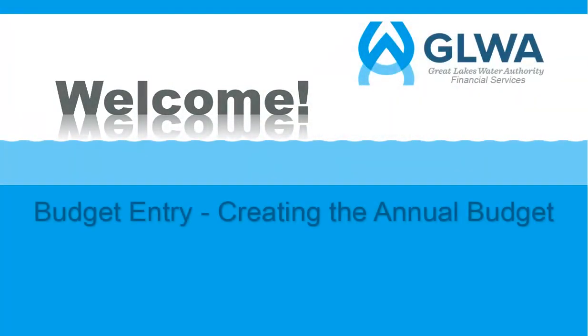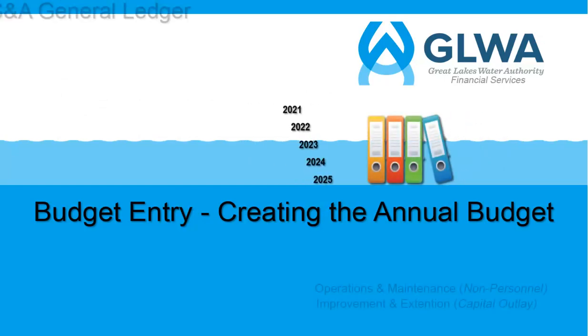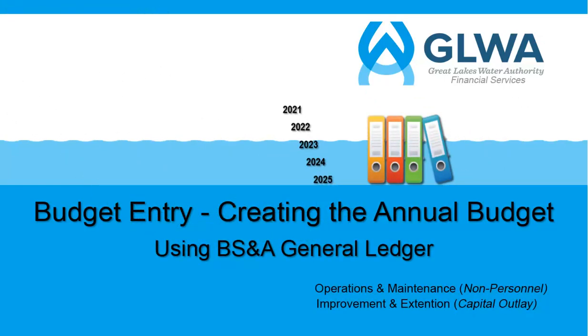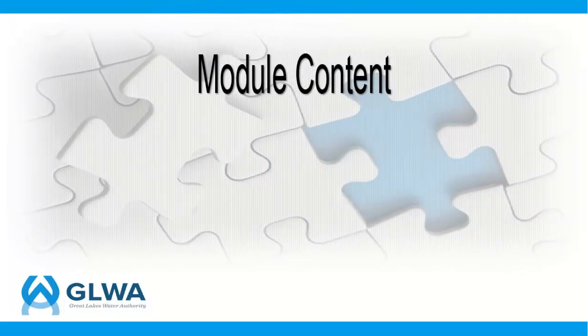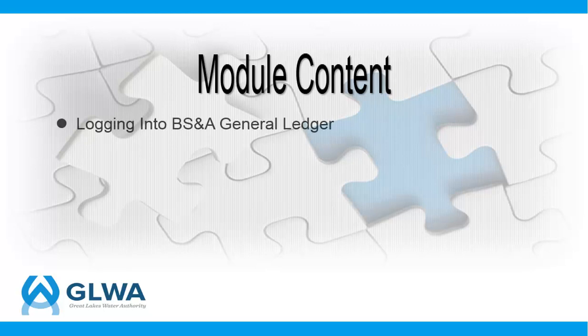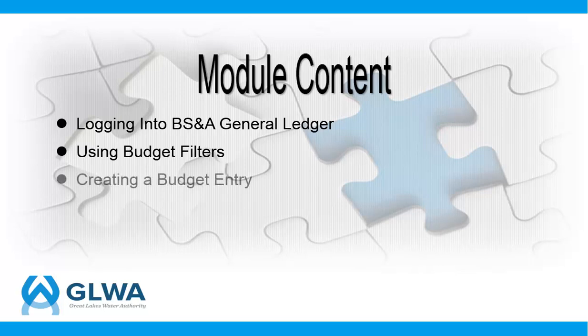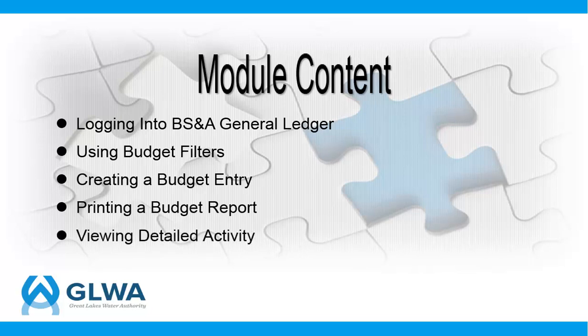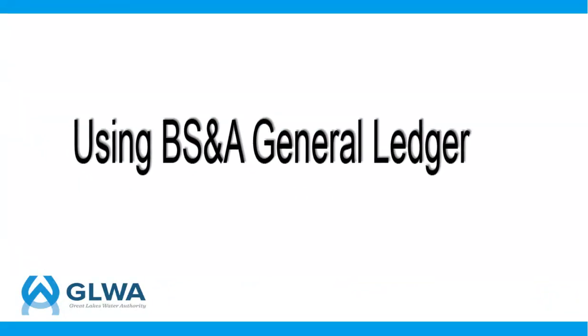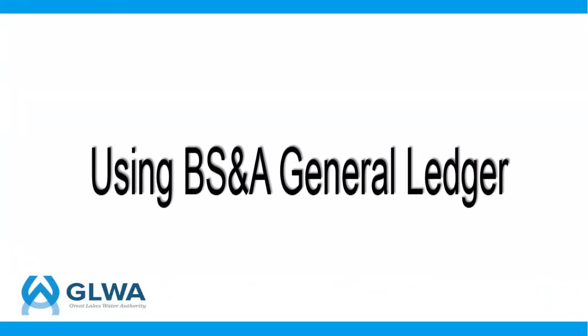Welcome to Budget Entry, Creating the Annual Budget using the BS&A General Ledger application. This module includes the following topics: logging into BS&A General Ledger, using budget filters, creating a budget entry, printing a budget report, and viewing detailed activity. The goal of this knowledge share is to demonstrate how to create and/or edit annual budget information using the BS&A General Ledger application.